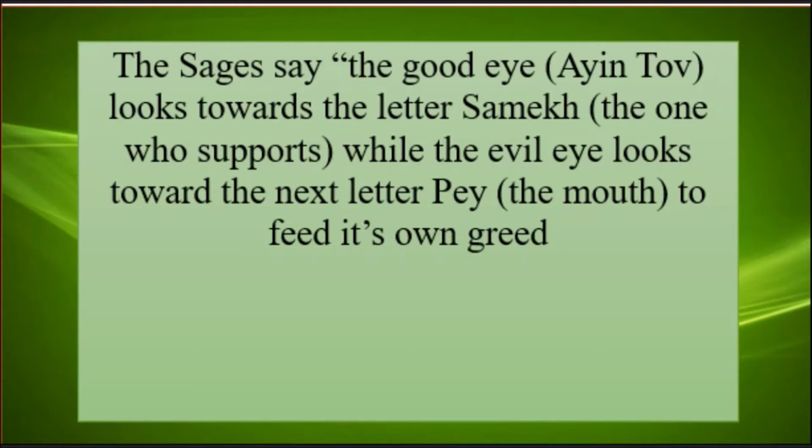So where are our eyes looking? Are we looking towards the one who supports, like we spoke about last week about the walking stick and the support? We get that support through Yahweh's word by reading it and getting rooted and grounded in it. Or do we deal with Pey?